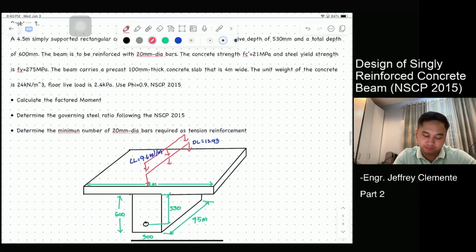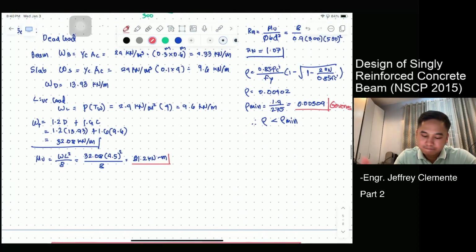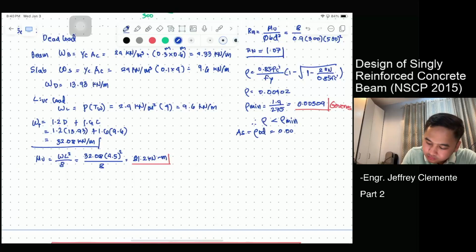Last question. Determine the minimum number of 20 mm diameter bars required as tension reinforcement. Di ba? So, as tension reinforcement, we have As. Kunin natin As, which is rho BD. In this case, rho minimum ang gagamitin natin, kasi hindi mo pwedeng gamitin yung rho mo. Kasi mababa siya sa rho minimum. Eh, di ba ngayon na yung limit? So, yun ang dapat mong gamitin.